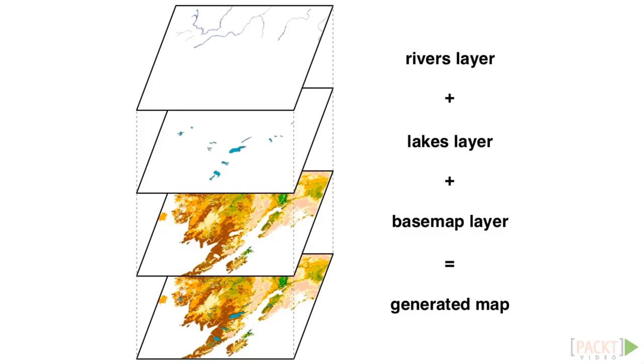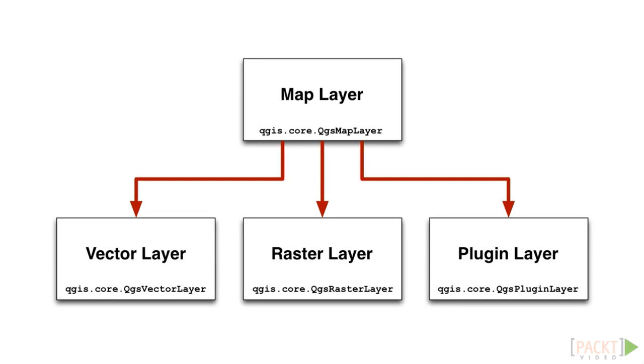When you use QGIS to generate a map, that map is made up of various map layers. In this example, we have a raster base map layer with river and lake map layers drawn on top to build the generated map. There are 3 types of map layers you can use for drawing layers onto a map. A vector layer, which draws geospatial features such as points, lines, and polygons. A raster layer, which draws raster format or bitmapped data directly into a map. And a plugin layer, which lets you use a plugin to draw onto a map.